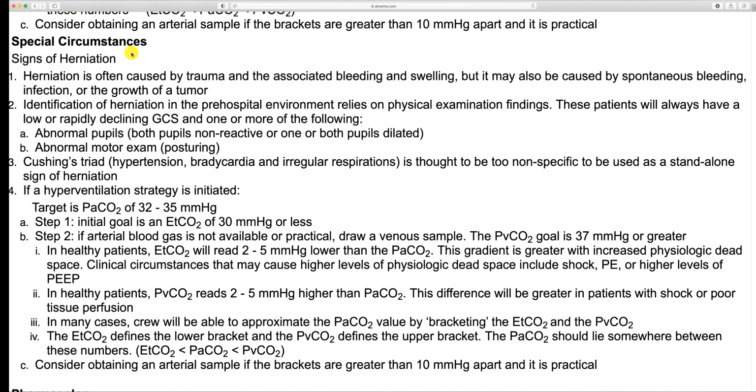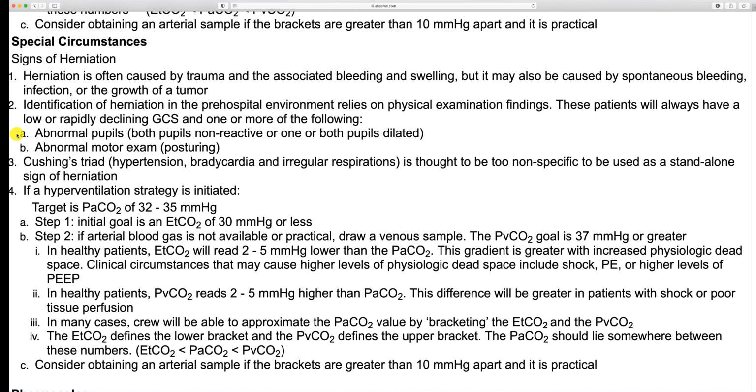In addition, they need one or more of the following. So notice it says one or more. So they can have both or they can have just one. So abnormal pupils is the first one. And both pupils are non-reactive, or one or both pupils are dilated. So they're just talking about the pupils are abnormal and the patient has a low GCS. They would fit into herniation syndrome.